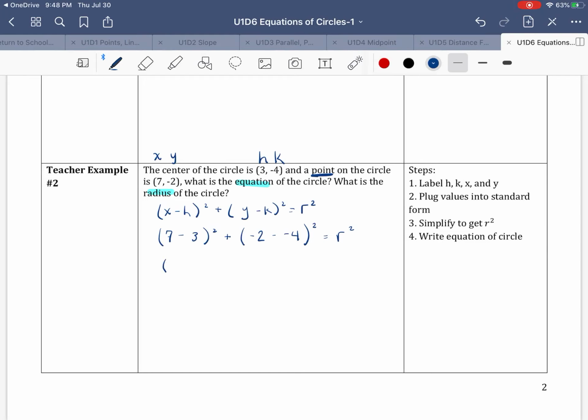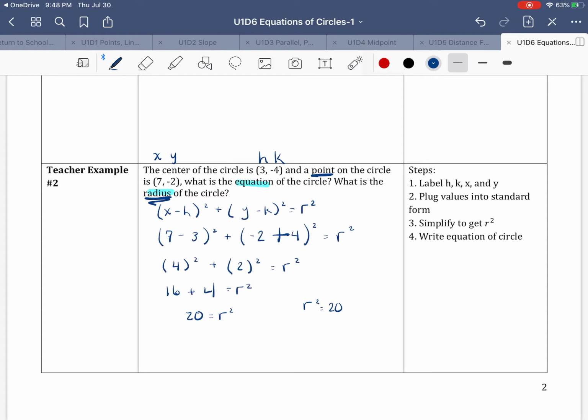So we're just going to start simplifying this as we go. This is 4 squared plus, negative minus a negative gives us a positive, 2 squared equals R squared. 16 plus 4 equals R squared. 20 equals R squared. Now here we have to recognize that R squared is different from R. In order to undo a square, we have to do the inverse operation, which is the square root. So I want us to remember R squared is 20 because that's going to be useful later on.